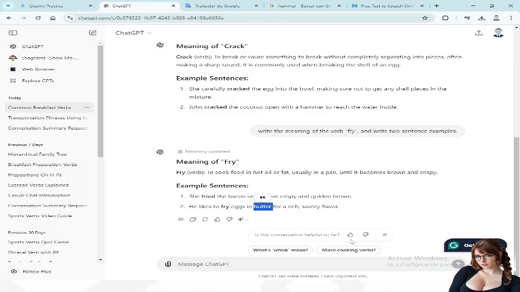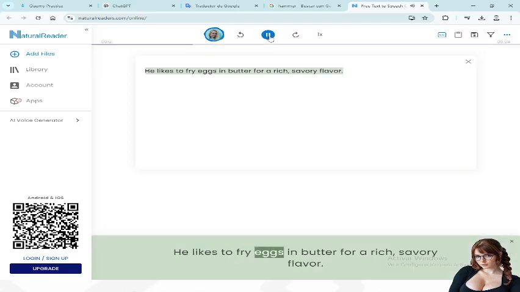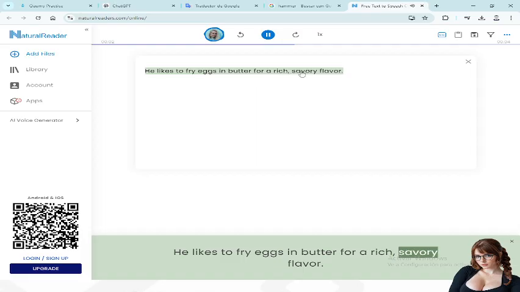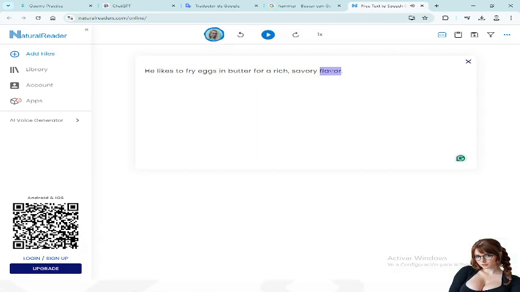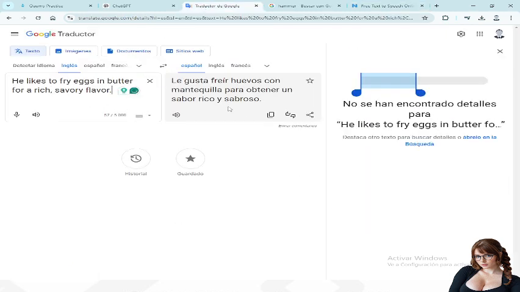Okay. If you want to verify the correct pronunciation of that example, you can use Natural Reader. He likes to fry eggs in butter for a rich, savory flavor. And after that, you can repeat it. If you don't know the sense of the sentence, you can use Google Translator.